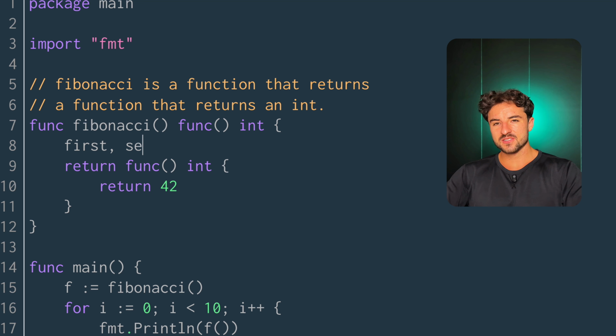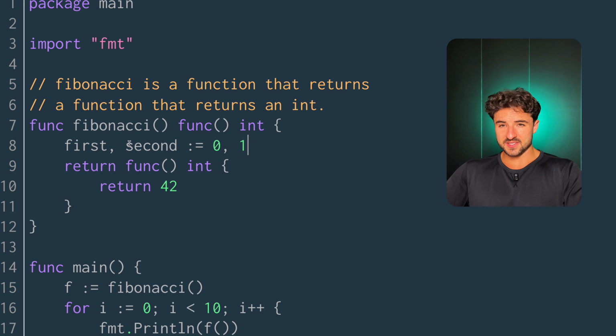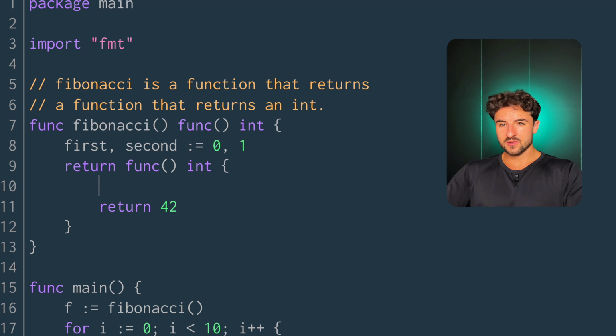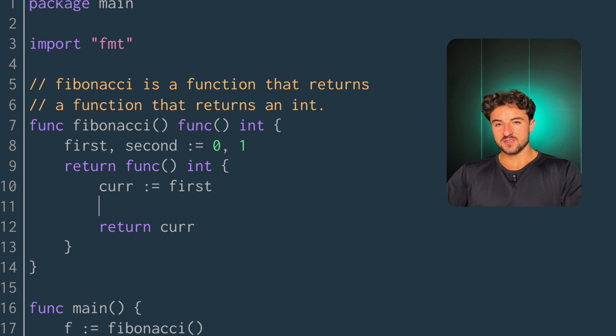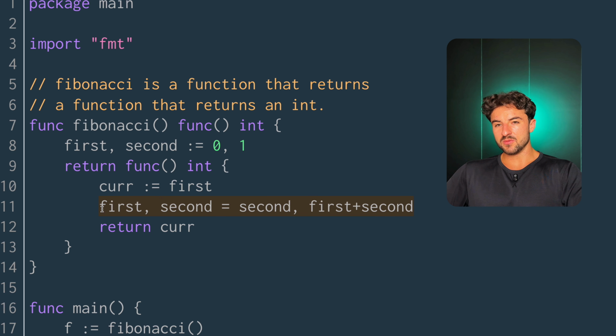So we'll say first, second := 0, 1. We declare first and second outside of this returned anonymous function as they'll be captured by the closure. And then inside this anonymous function, we want to create a current, which is first. We'll return current, and then we'll update first and second. So we'll use a multi-assignment to update both variables. If we didn't do this in a single line, we would actually need a temporary variable to store an intermediate state. But with the multi-assignment, we can just do it in one line.